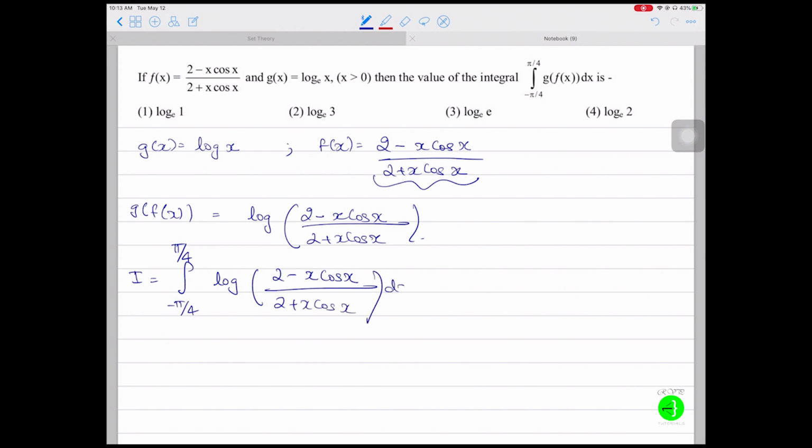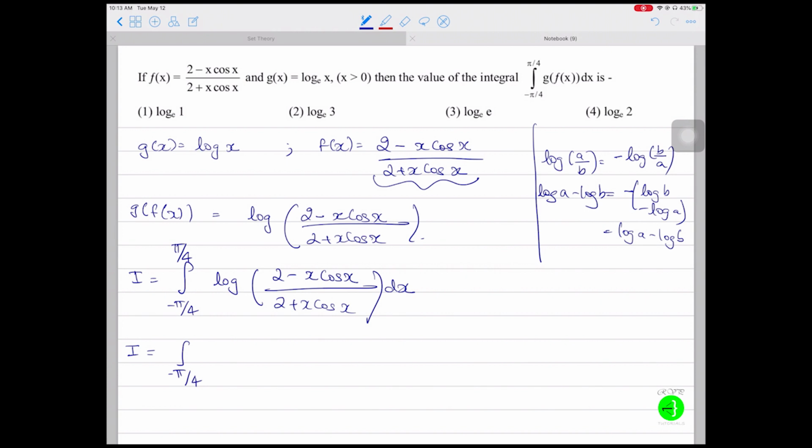If we look closely at this integral, we should remember this property: log of a over b equals negative log of b over a, because log a over b is log a minus log b, and this is minus (log b minus log a), which becomes log a minus log b. This is a very important identity for logarithms. Applying this, this thing is negative log of (2 plus x cosine x) over (2 minus x cosine x).